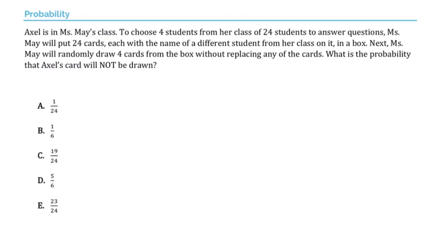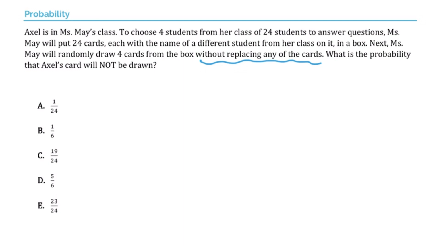Last question on probability. Hardest one by far. Axel is in Miss May's class. To choose 4 students from her class of 24 students to answer questions, Miss May will put 24 cards, each with the name of a different student from her class on it, in a box. Okay, so we're going to have a box with 24 cards. Each card has the name of a student. Next, Miss May will randomly draw 4 cards from the box without replacing any of the cards.